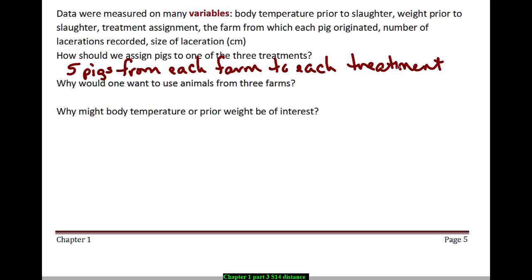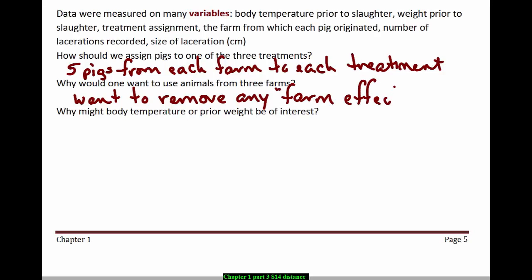And why would we want to use animals from 3 different farms and not just, for instance, one farm? Well, what if the conditions in that one farm were more unhealthy than conditions in other farms, or way more clean than conditions in other farms in general? What we say we're doing is we want to take out the farm effect. So we want to remove any farm effect on our results. And why might body temperature or prior weight be of interest? Well, these could be an indicator of previous health status.